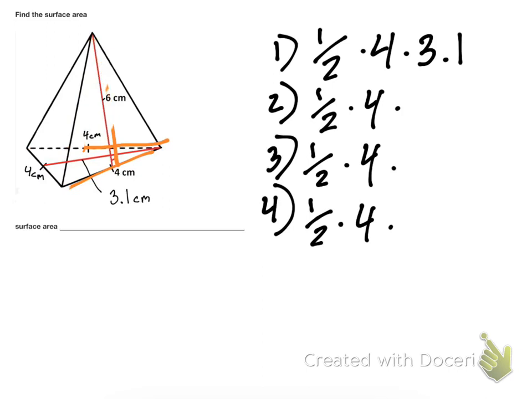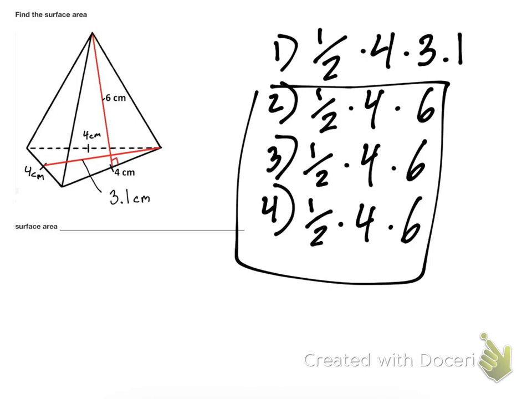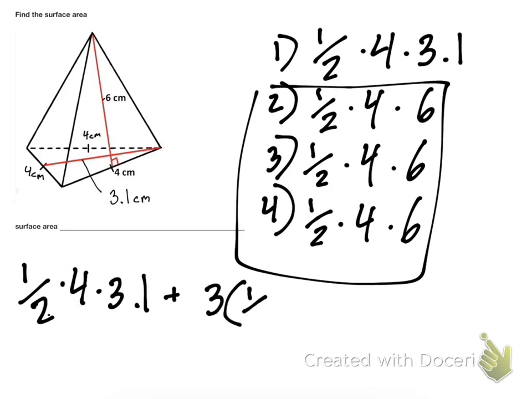I know it's a little complicated to see drawing over these shapes. So here again, I've just got 4 times 6, 6, 6 as we see that. These 3 are all identical. So I've now got 1/2 times 4 times 3 and 1/10. And I'm going to add. I've got 3 identical things. So 3 times 1/2 times 4 times 6.